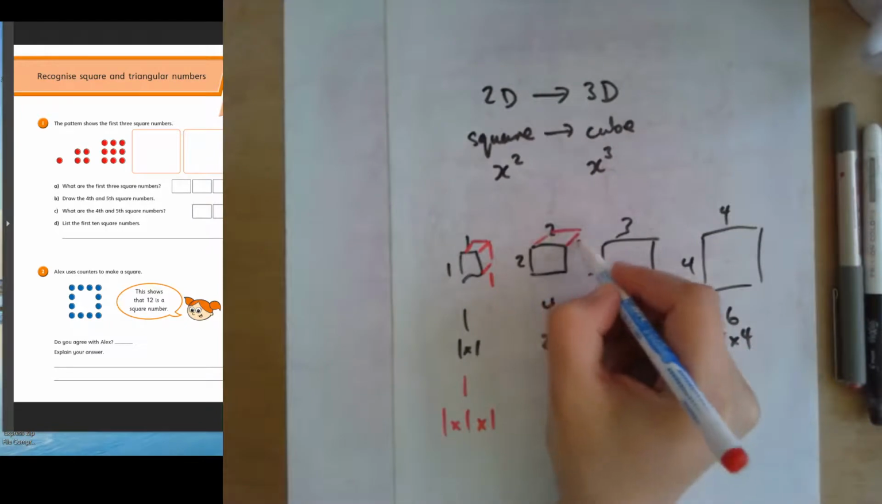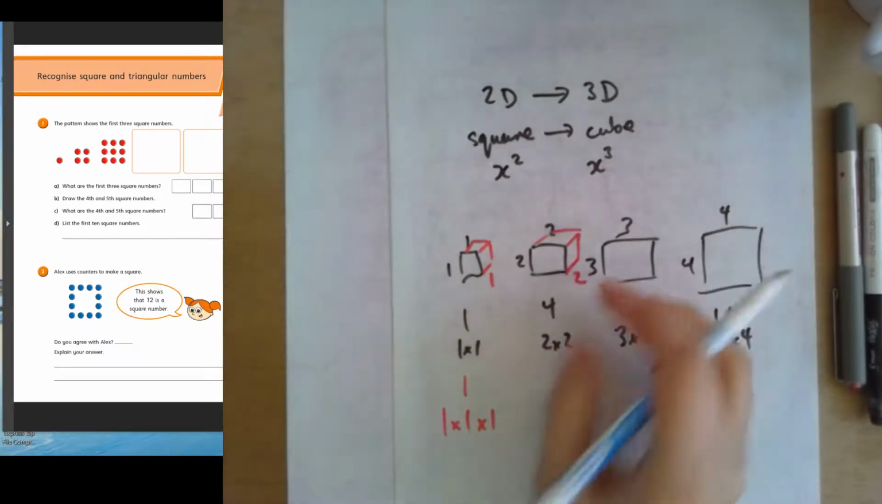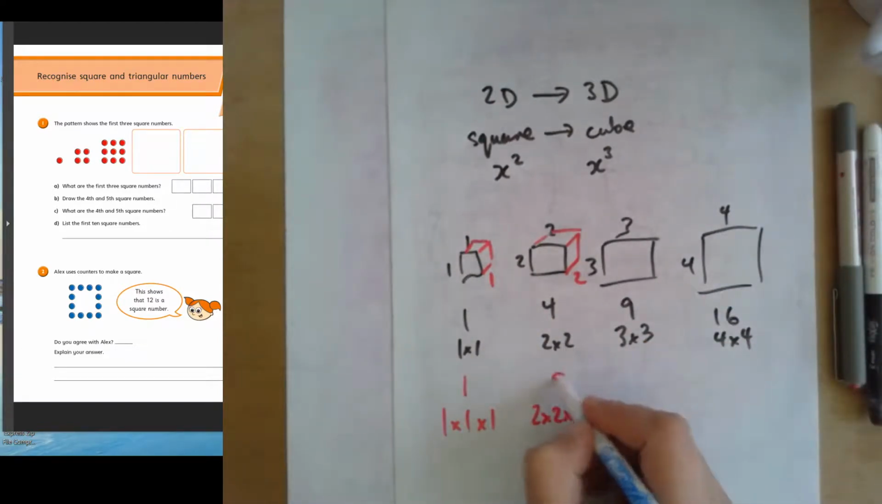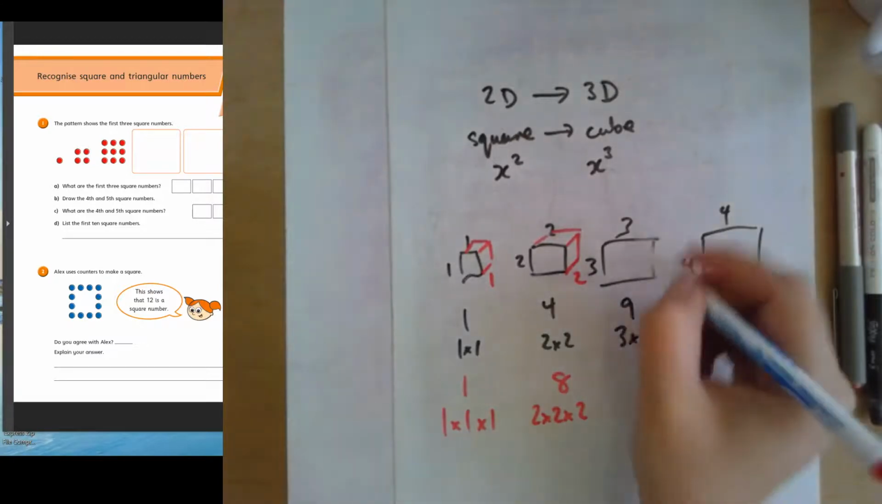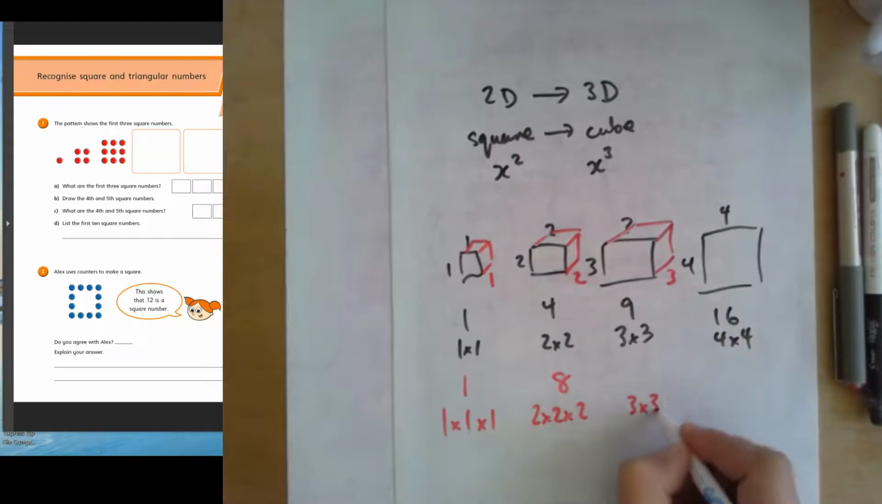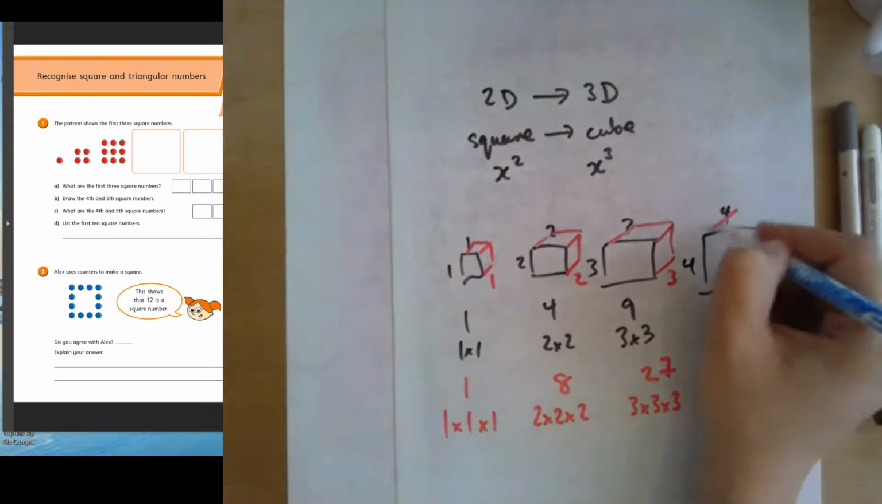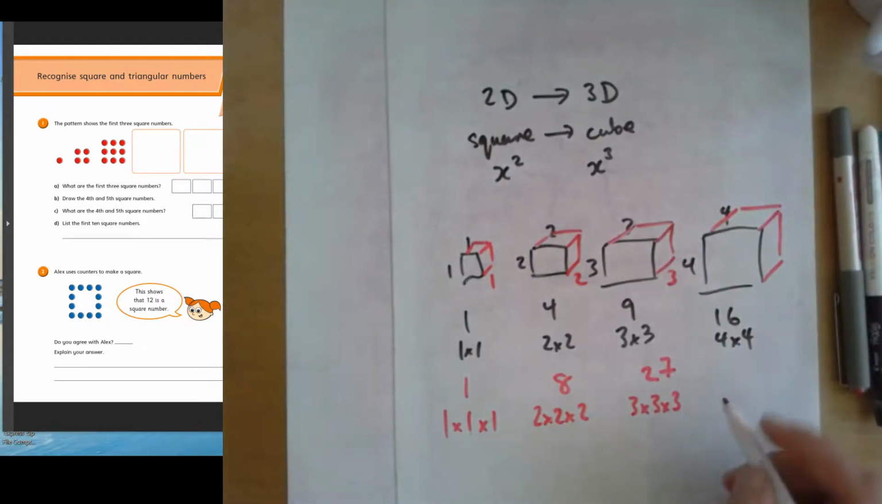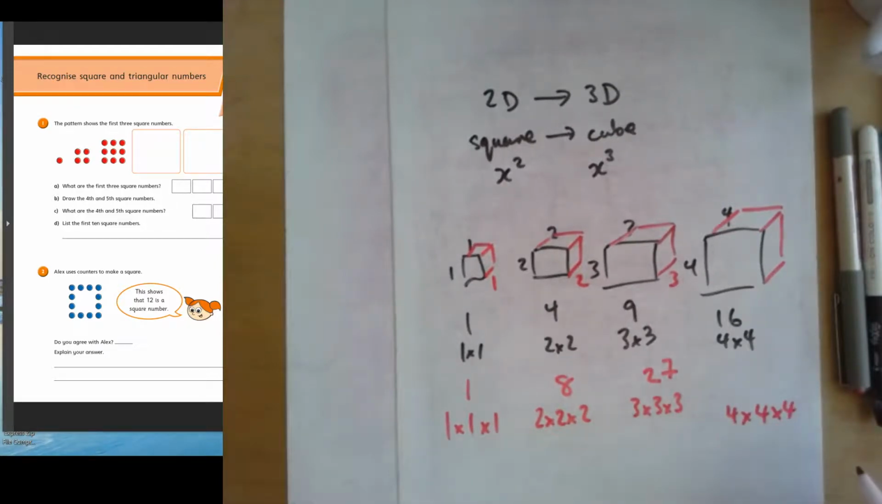What would I do if I have a cube that is 2 across, 2 down, and 2 deep? That would then be 2 times 2 times 2, which is 8. Okay, what would I do for the next one? It's a 3 by 3 by 3, which is 27. And I'm sure none of you are going to be surprised by the next one, which is a 4 times 4 times 4, which is 64.